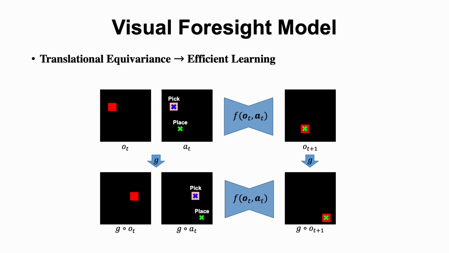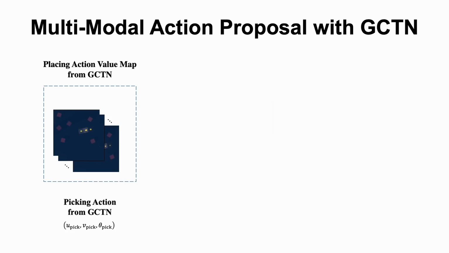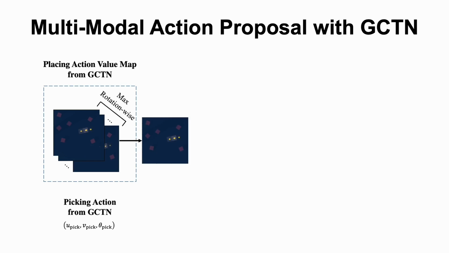To propose multiple actions, we first use the goal-conditioned Transporter Network to obtain a picking position and a placing action value map. Each channel in the map represents a placing rotation angle. Each pixel represents a placing position. We first apply a channel-wise maximization to get the best rotation for each pixel.